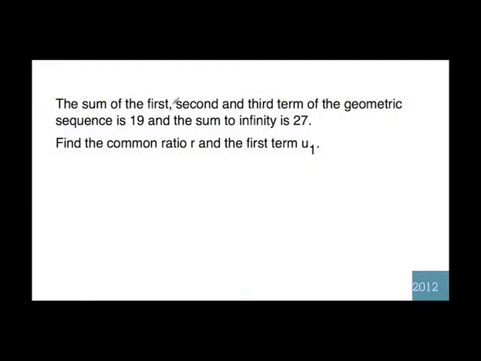In this example, we will be connecting the first, second, and third term of a geometric sequence, being 19, with the sum of the infinite geometric being 27. So our exploration is of geometric sequences which have a common ratio. We are going to be asked to find that common ratio and the first term u1.